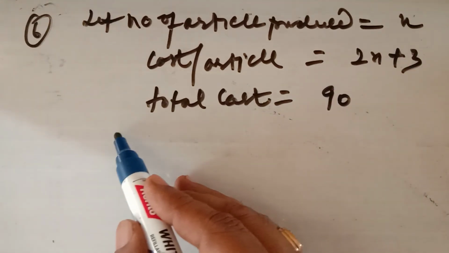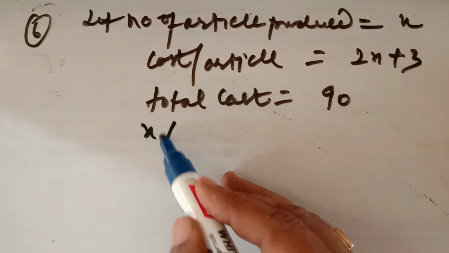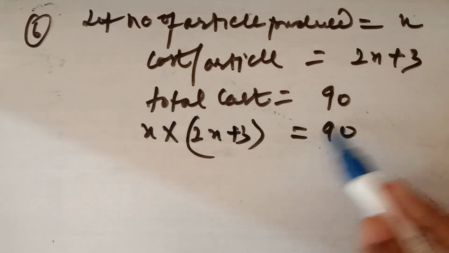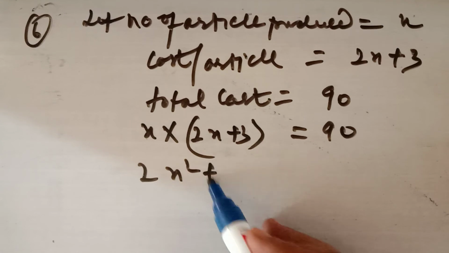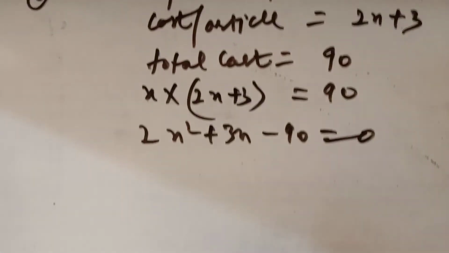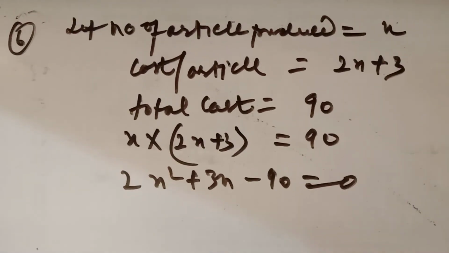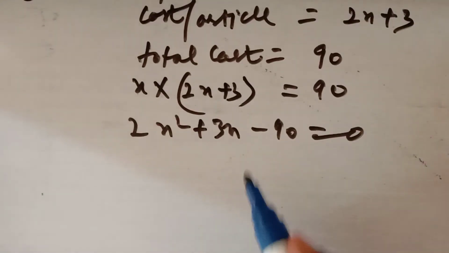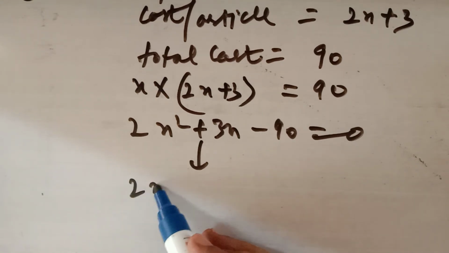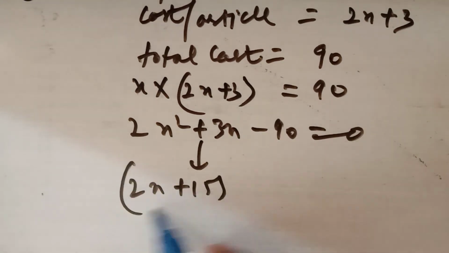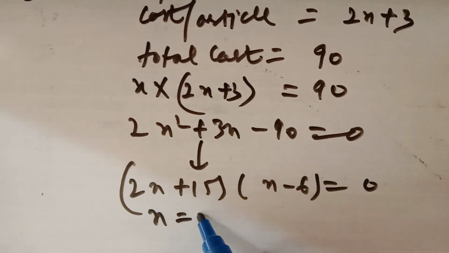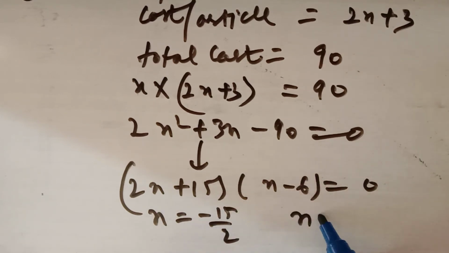How will the total cost be obtained? When you multiply these two, so x into 2x plus 3 is equal to 90. So 2x square plus 3x minus 90 equal to 0. This is the quadratic equation you have obtained by satisfying this condition. When you factorize this quadratic equation, by splitting the middle term, you will get 2x plus 15 and x minus 6 equal to 0. So x is equal to minus 15 upon 2, x is equal to 6.